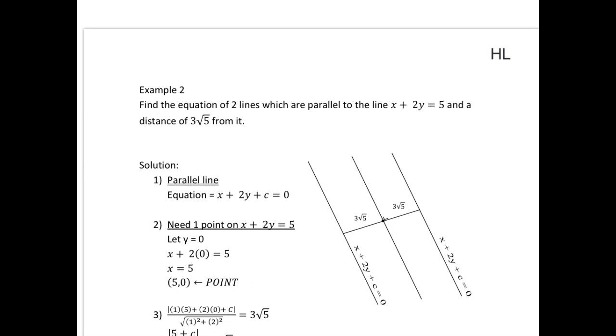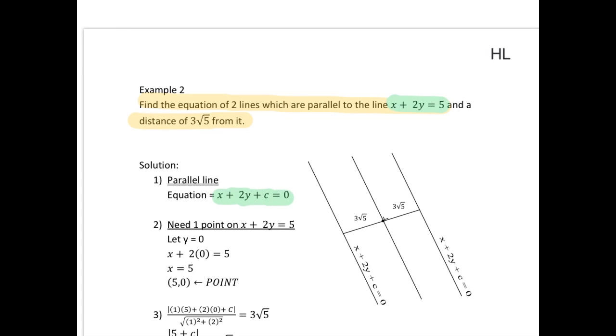Now we'll take a look at a little bit more involved example where we are asked to find the equation of two lines which are parallel to the line x plus 2y equals 5 and a distance of 3 root 5 from it. So the first thing we need to recall is that a line parallel to this line here will have equation x plus 2y plus c equals 0.